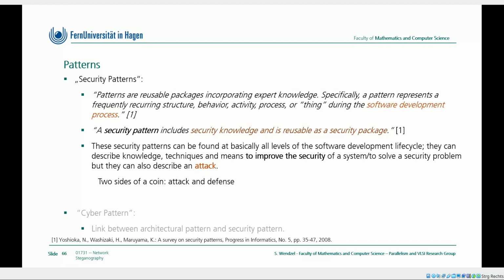One can describe at least two types of patterns in that context. Security patterns can be found at all levels of the software development lifecycle, and they can describe knowledge, techniques, and means to improve security. That's the one hand side. But at the same time, there are also patterns that describe an attack. There's also the so-called cyber pattern, which is in gray here because it's not relevant for the exam, but they are linked between architectural and security pattern.